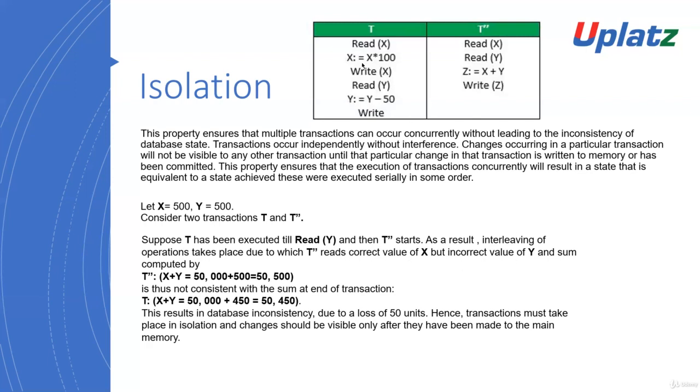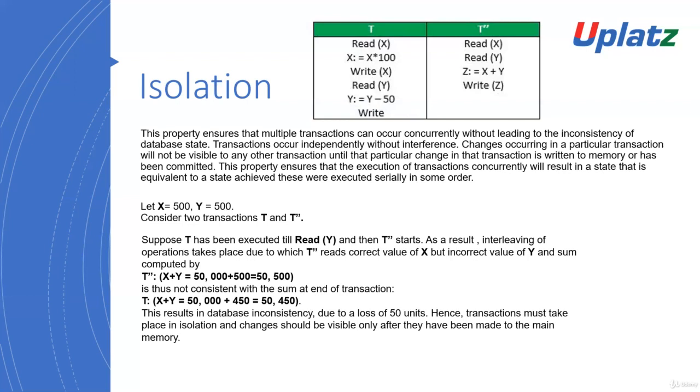So what is happening here is that once you have read X, you have 500 rupees. Now your value got updated, that is, it got multiplied by 100. So your X has 50,000 now. Now we will try to write that value into our X account. So my X value is right now 50,000.